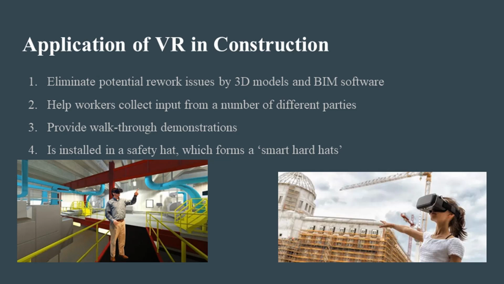Besides, VR technology can be installed in a safety helmet, which forms a smart hard hat. Smart hard hats combine a traditional hard hat with smart glass and virtual reality technology to allow users to train their employees by simulating hazard conditions. Workers could also use them to practice operating and maintaining equipment without the safety concerns or implications of doing these tasks in real life.